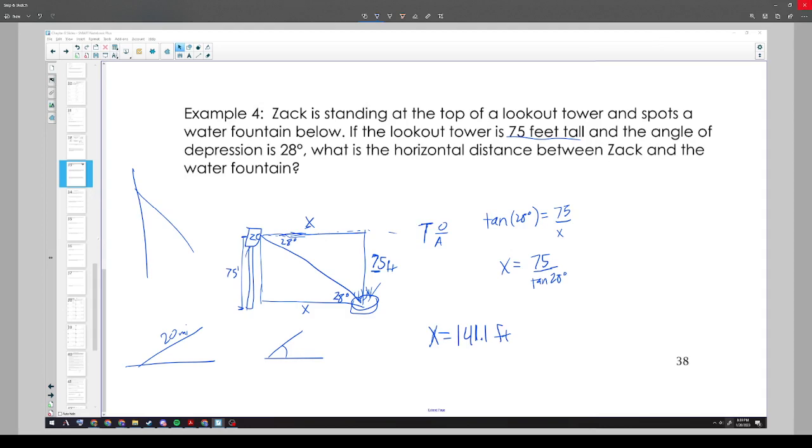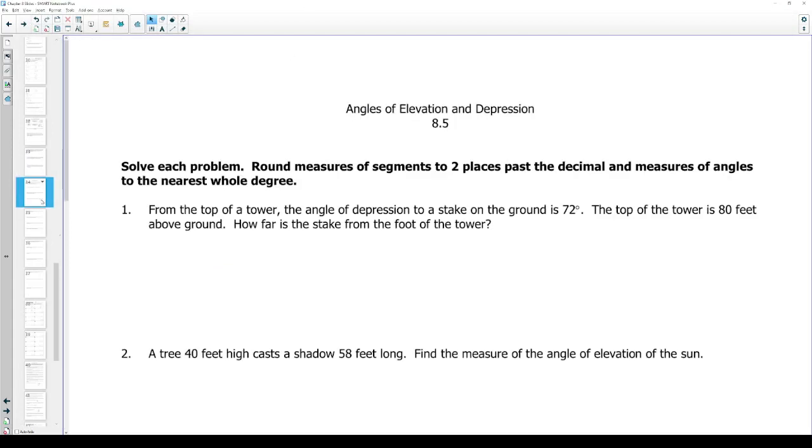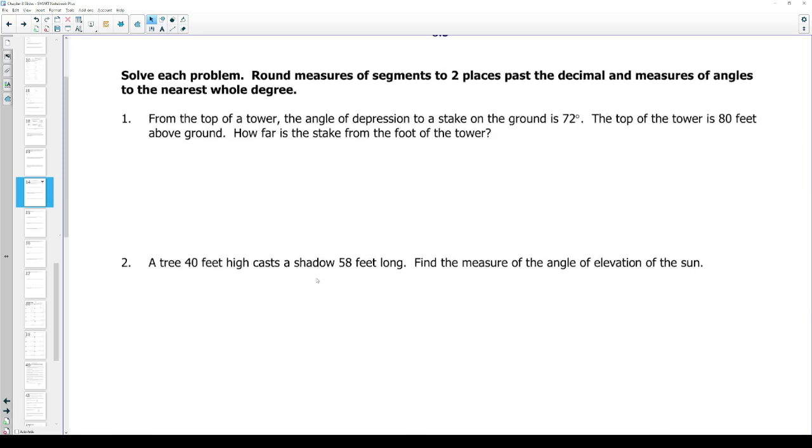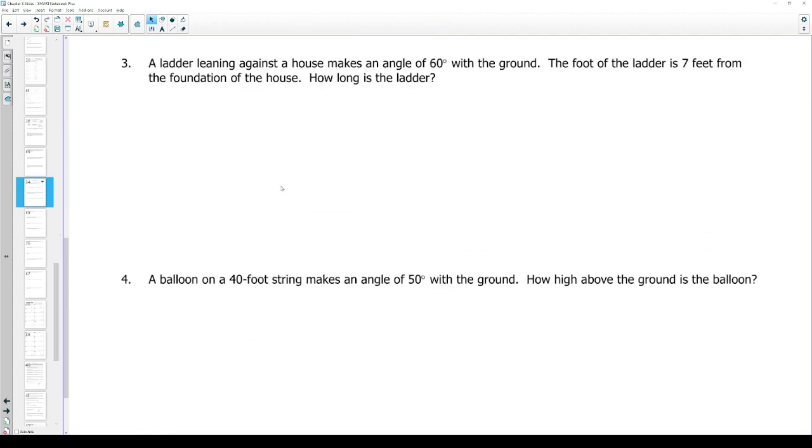I'll do one more of these. If you're comfortable with it, because this is just the stuff we've already been doing, feel free to end the video and move on to practicing. But I'll go through one more just because. Here's one with a ladder against a house, so that'll use sine or cosine, so I'll make that our last example.